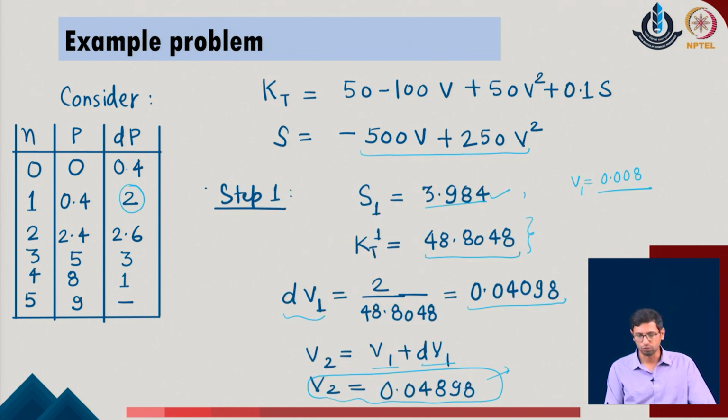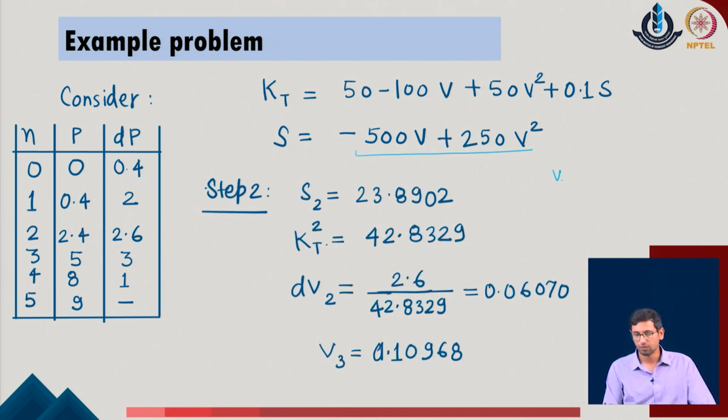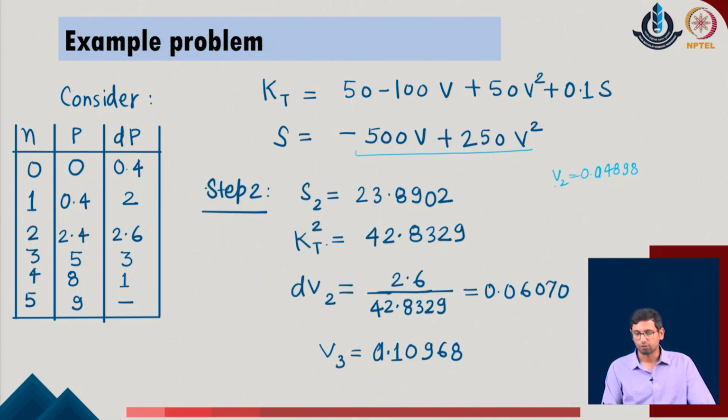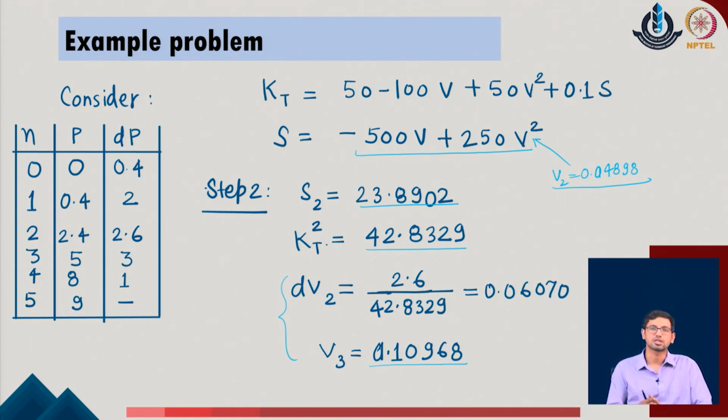So, what we will do, we will just put this value V2 is equal to 0.04898, and with this value we will substitute into the S expression, and we get the value of S2 now, which is 23.89. From this S expression and the value of the displacement, we get the kT value in the given system, and then finally we do the similar process to obtain the V3 in the given process. So, these are steps we can successively do.